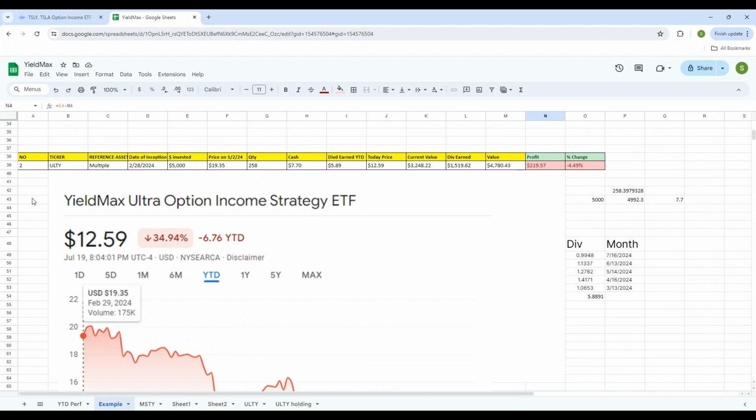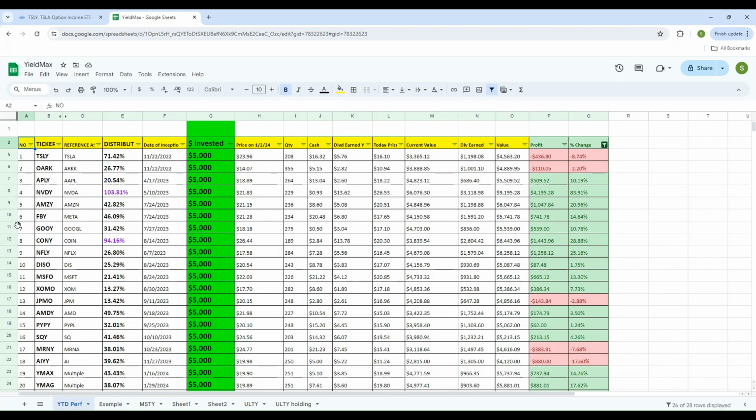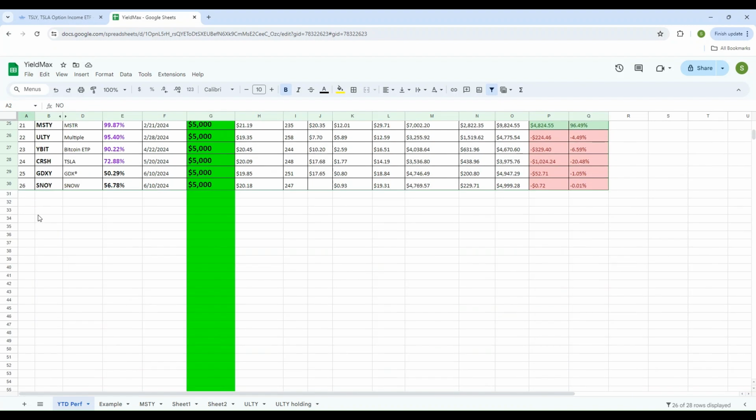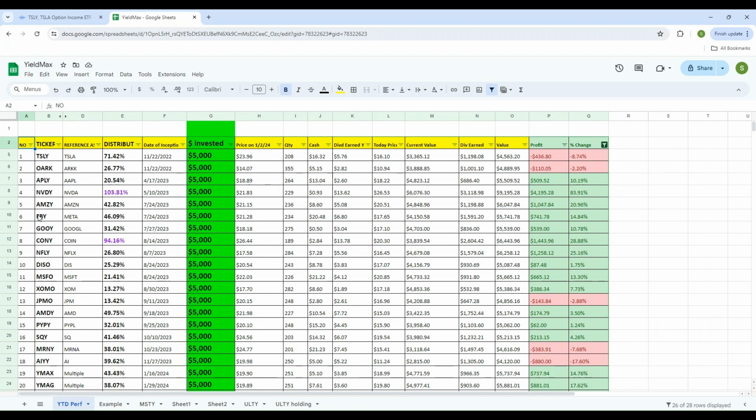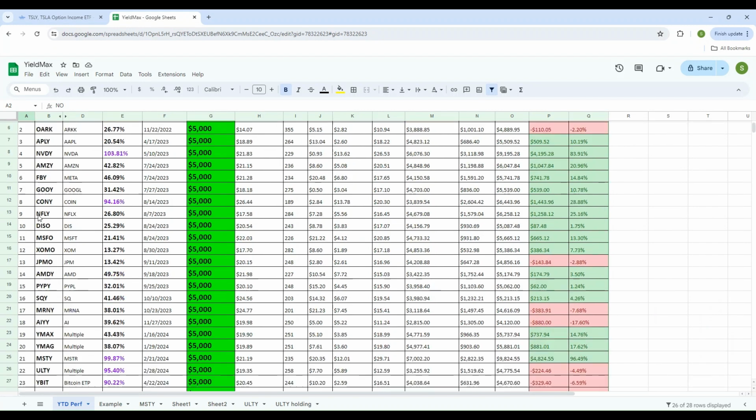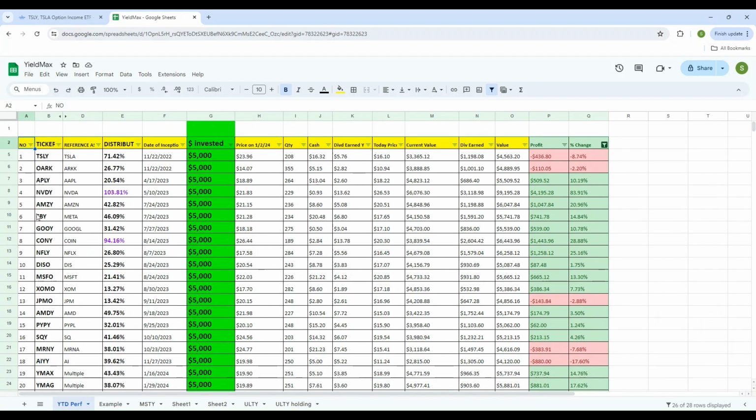So this is an example I showed you of two of those. Now let's take a look over here. There are 28 of those, but two of them have no distribution yet. So 26 that I analyzed, every single one of them.